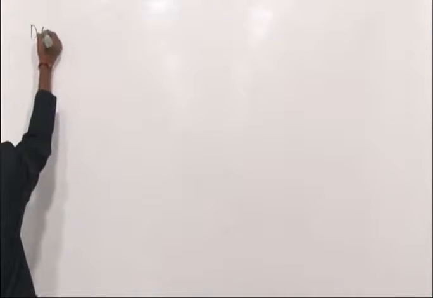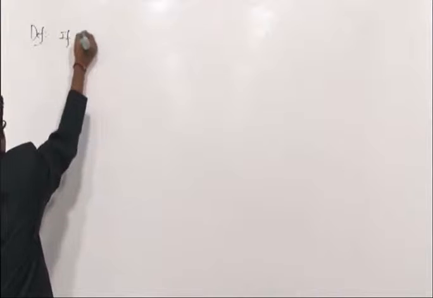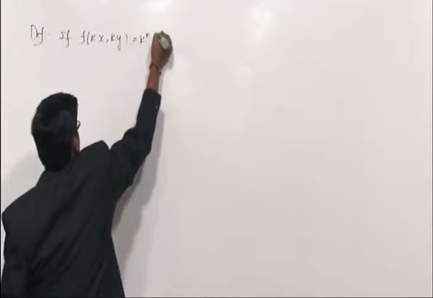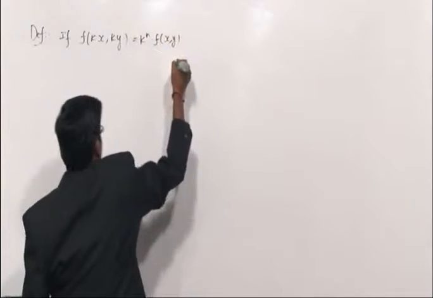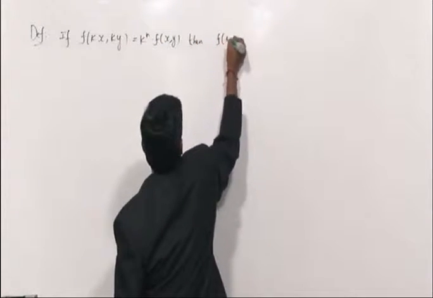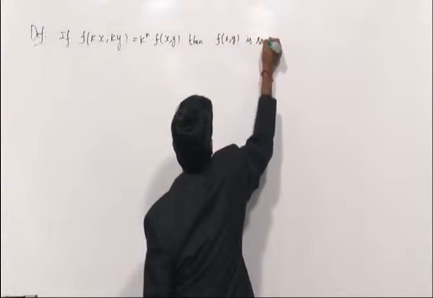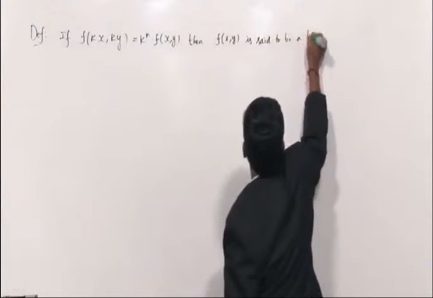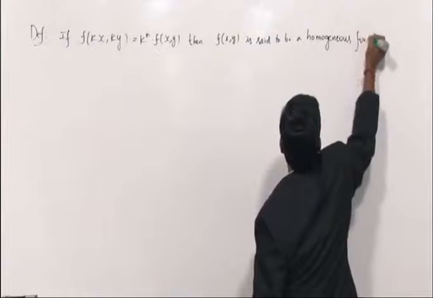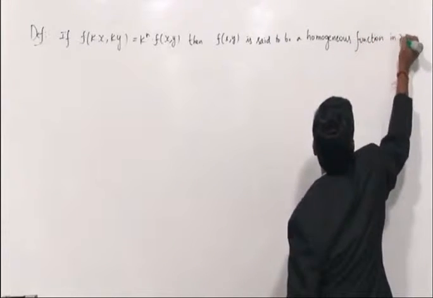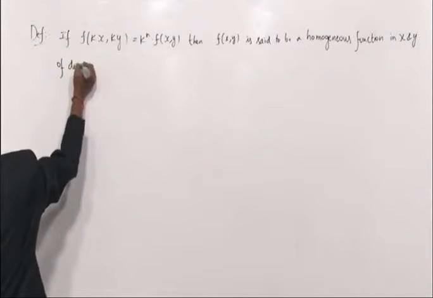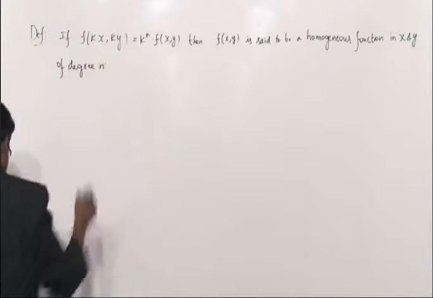Definition: if f of kx comma ky is equal to k power n into f of x comma y, then f of x y is said to be a homogeneous function in x and y of degree n.